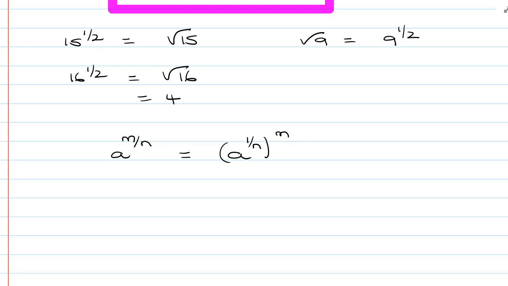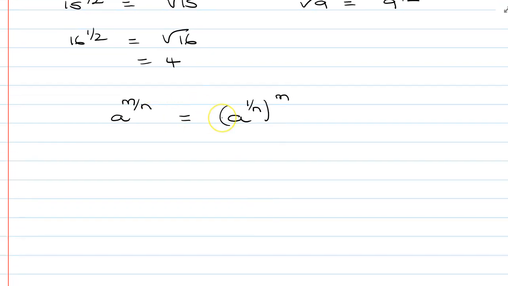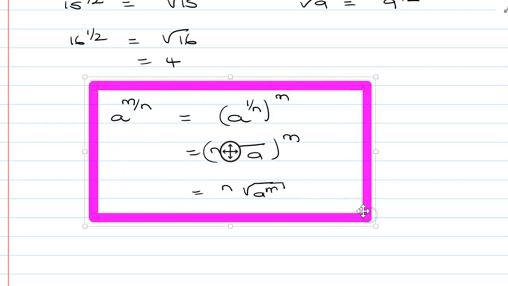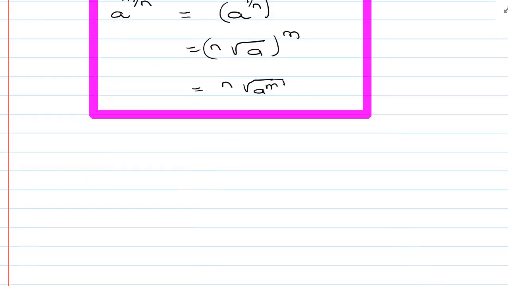Now, using our power of a power law, we can say that those two things are the same. Now, we also know that a to the power 1 over n is the same as the nth root of a, and of course we're going to put that all to the power m, which simplifies to be the nth root of a to the power m, all over the root. Now let's pop that in a purple box. That's a very important rule. Now let's use that rule. Let's do some examples. So let's do 8 to the 2 over 3.